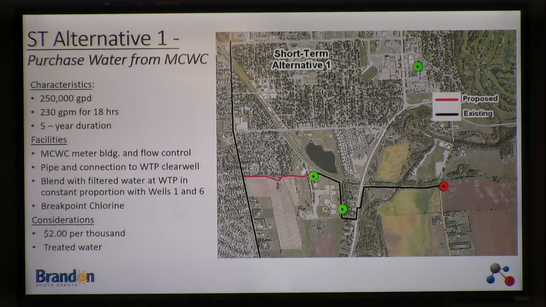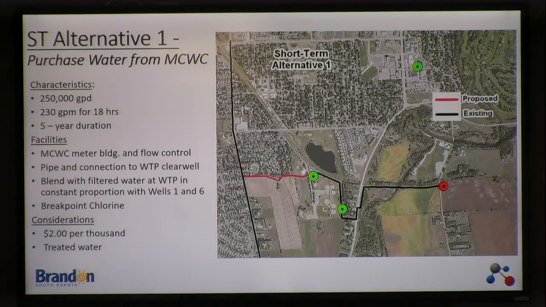So the considerations of that is that the cost that they have for their bulk customers is about $2 per 1,000 gallons. And so they offered that cost. And the other consideration is they're providing treated water. And when you look at how that blending would occur in order to keep a consistent water chemistry, a consistent blend, the treatment plant operates in that range of 1,600 to 1,800 gallons per minute.